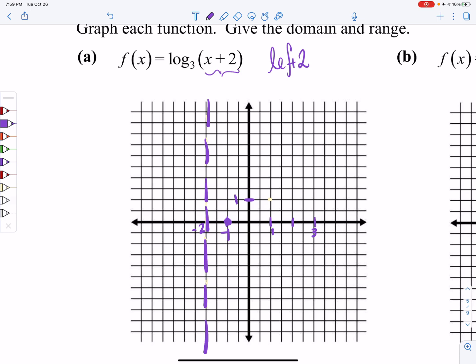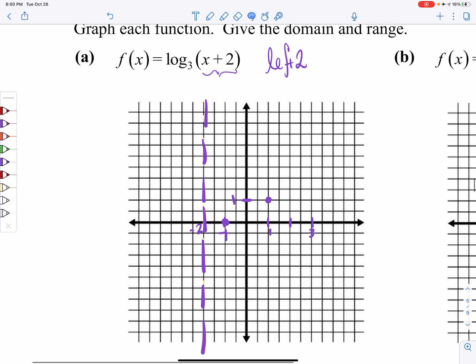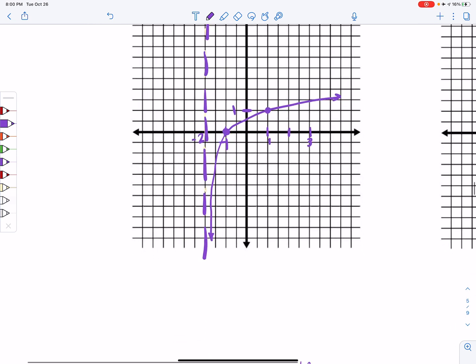Another important point on the parent graph would have been (3, 1), the base. If I were to draw the coordinate (3, 1), and then shift it to the left 2 units, I would land right here. So then the top side of the graph is going to be my half of a parabola on its side. The bottom half of the graph will be getting closer and closer to my vertical asymptote. I am asked for the domain and range. So the domain here, remember the parent domain was from 0 to infinity. This domain is from -2 to infinity. And the range is all real numbers.